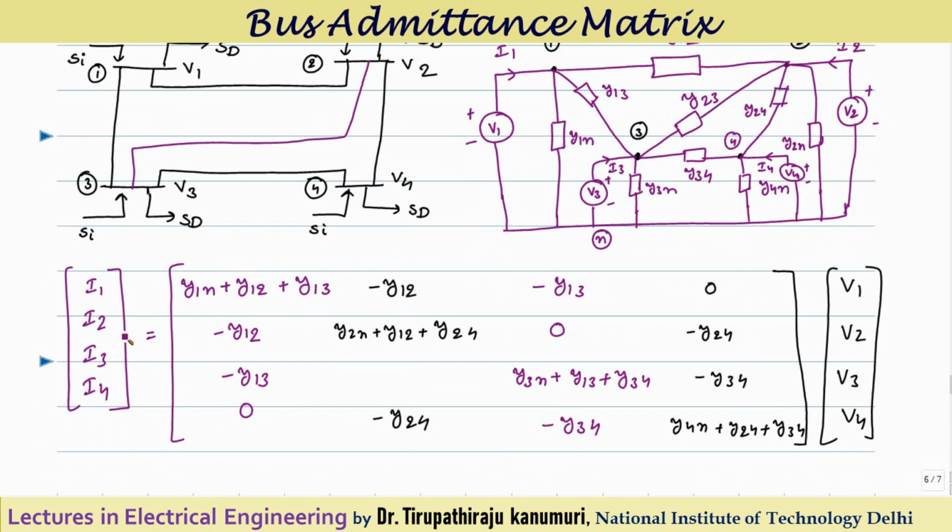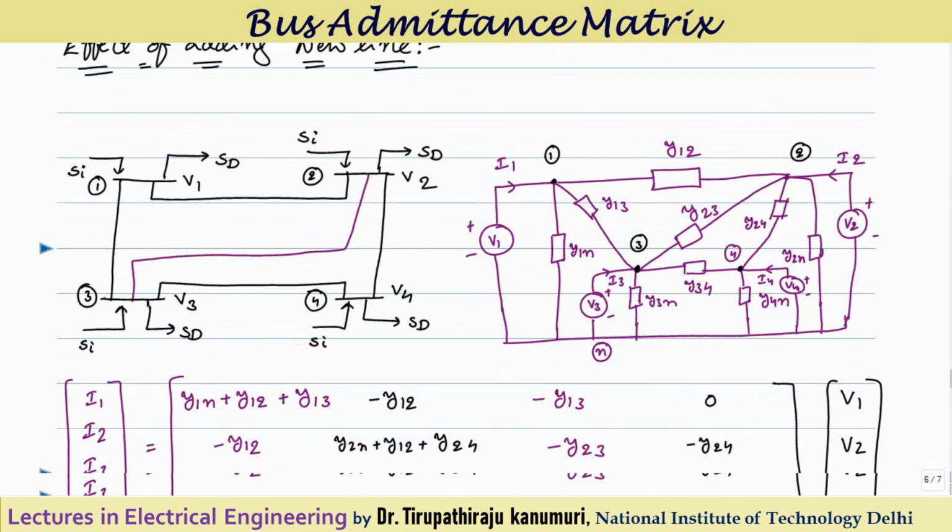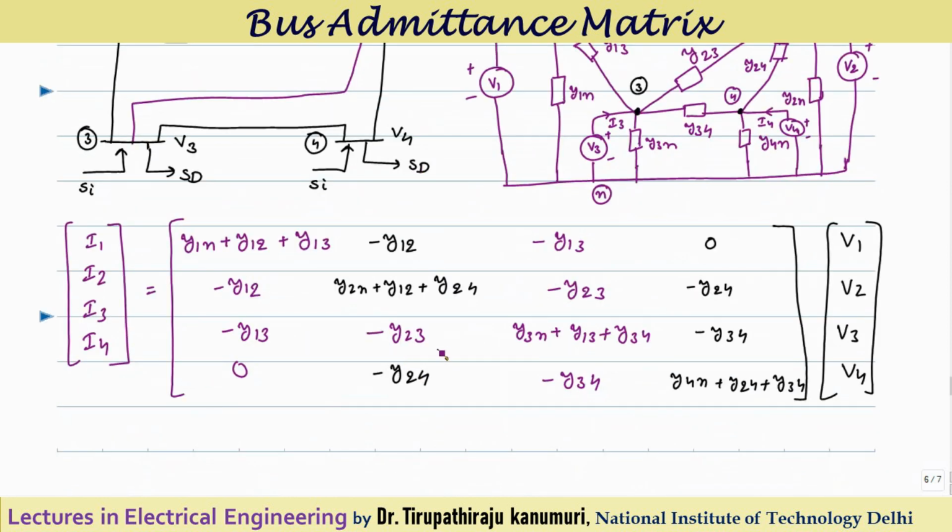So where are node 2 and node 3? This is 1, 2 and 3. This is node 2 and node 3. So this will be equal to minus Y23 here. Similar is the case for node 3 and node 2, so here also it will be added in the same way. This will be equal to minus Y23. Here I forgot to keep 0, right? So this is the value 0. Okay, so now minus Y23 is added here.